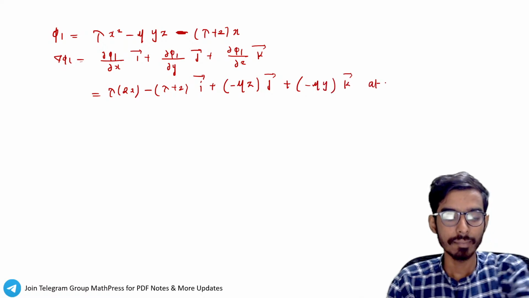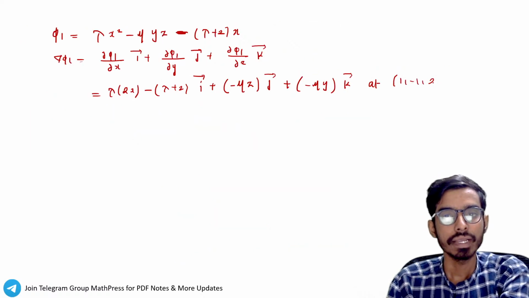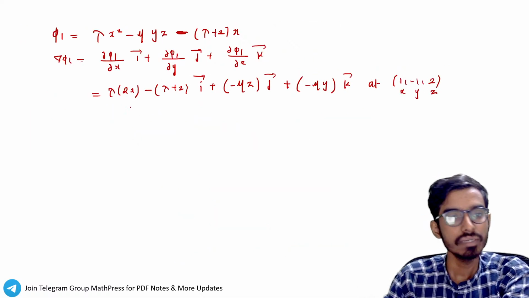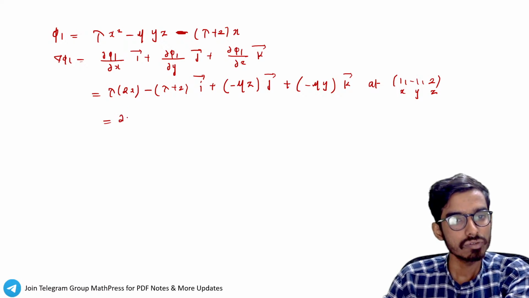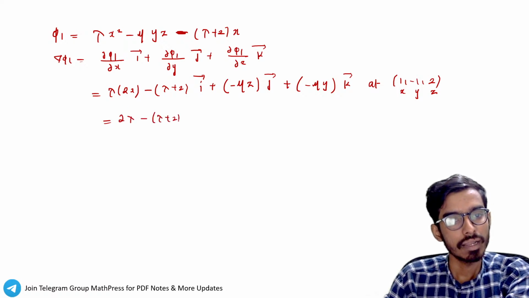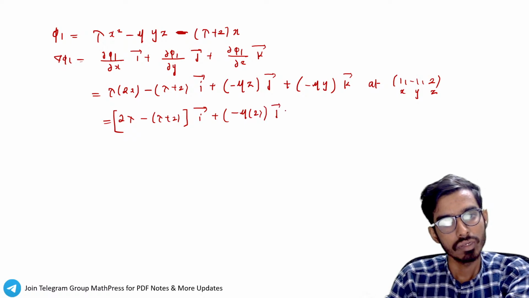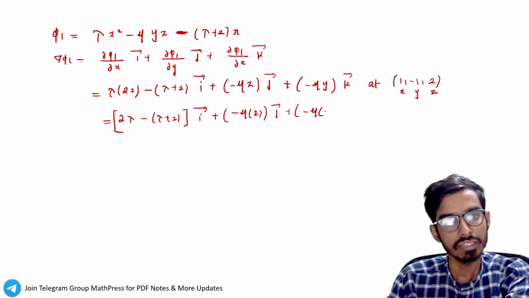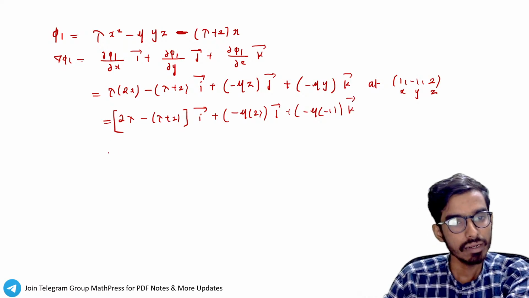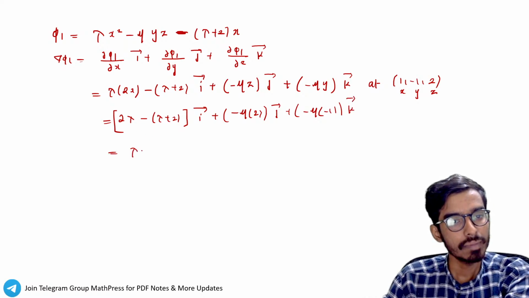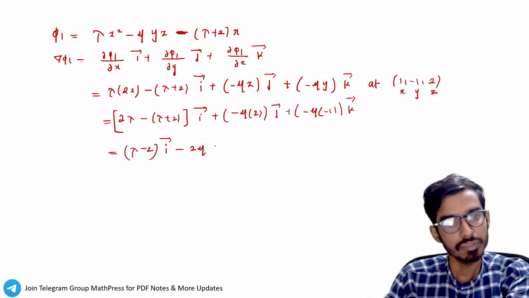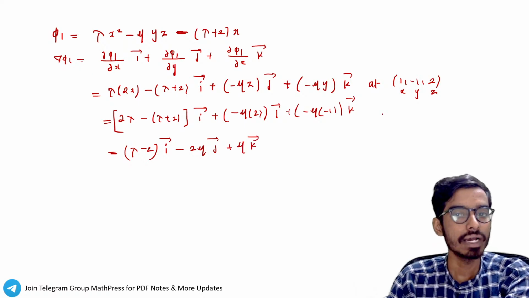Now you find it at the point 1 comma minus 1 comma 2. This is x, y, z. So x is 1. So 2 lambda minus lambda plus 2 into i vector, minus mu into z, which is 2, into j vector, minus mu into y, which is minus 1, into k vector. So 2 lambda minus lambda is lambda. So we have lambda minus 2 i vector minus 2 times mu j vector plus mu into k vector. This is del phi1 at this point.